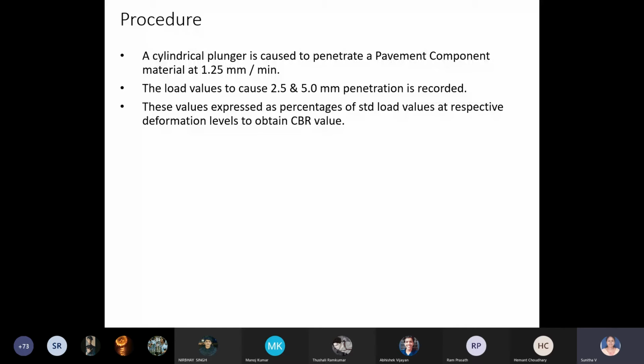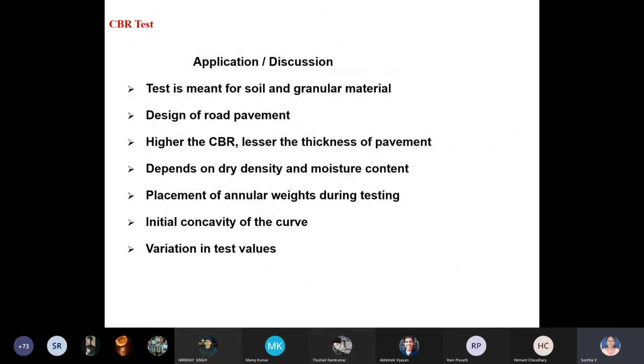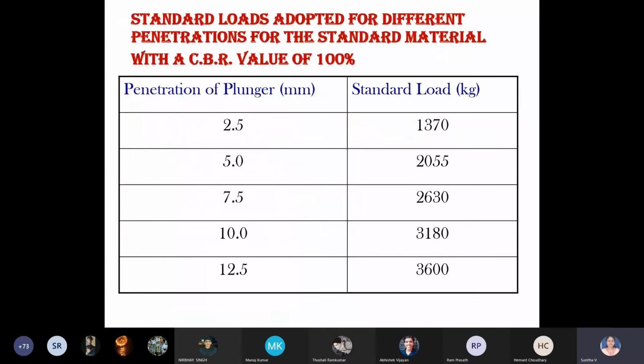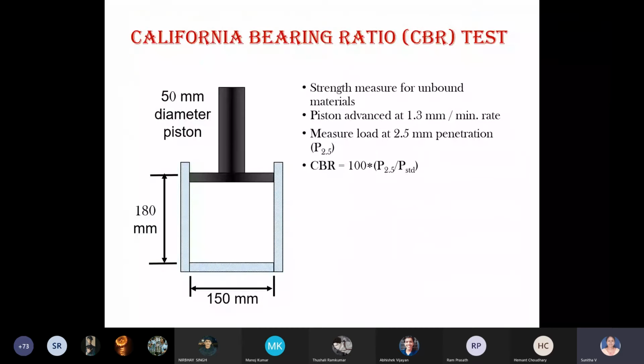I'll just brush up. In this, you are measuring the penetration, and the standard load at 2.5 and 5 mm is given. You might have seen this table. What are the standard loads adopted for different penetrations for standard material with a CBR value of 100%, that is, for granular material? We are concerned only with 2.5 and 5. So for 2.5 mm it's 1370 and for 5 mm it's 2055.